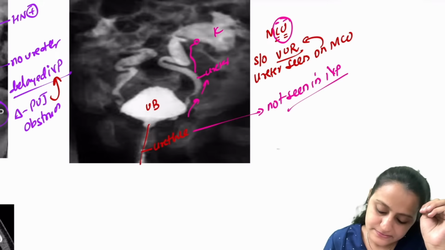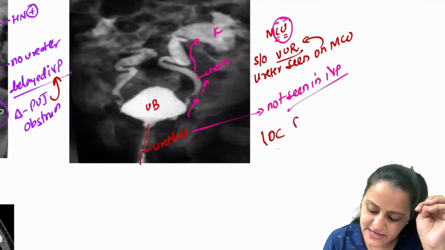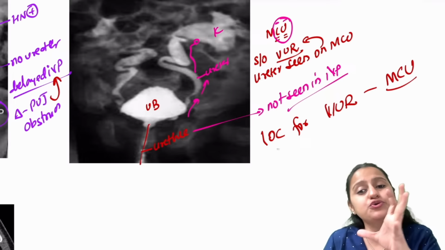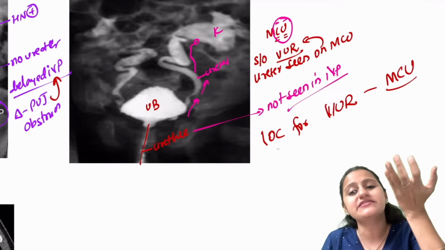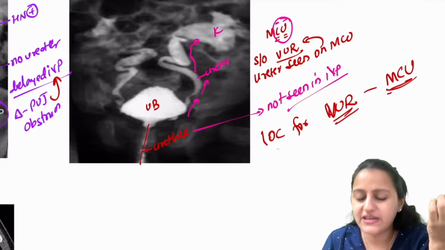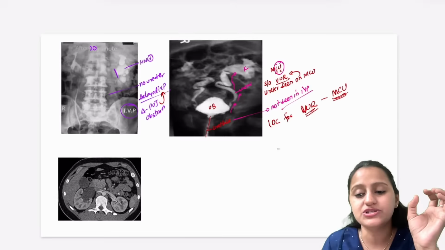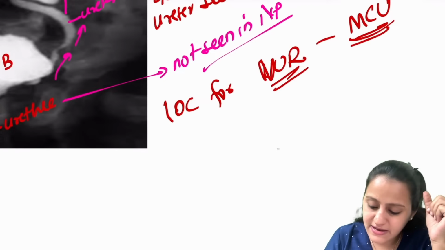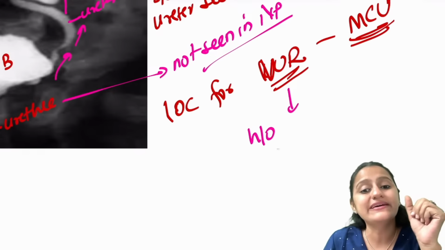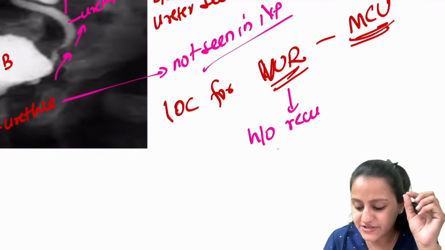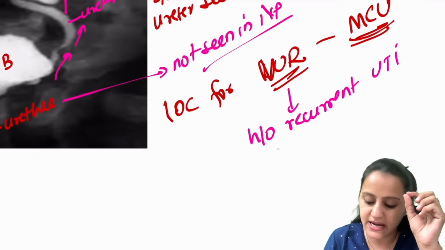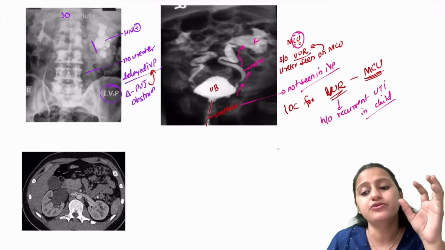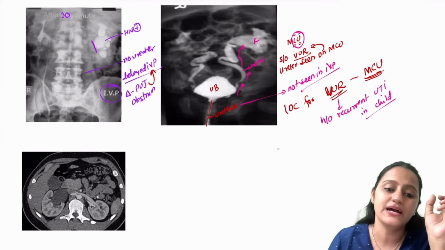Okay. So remember, the investigation of choice for VUR is going to be MCU. You want to see when the patient is micturating, there's a reflux happening. So remember, for VUR, it is MCU, which is the investigation of choice. Okay. And very, very important, what history do you have in VUR? There is history of recurrent UTI in a child. That's the background history that is given in vesico-ureteric reflux. That is recurrent UTI in a child.